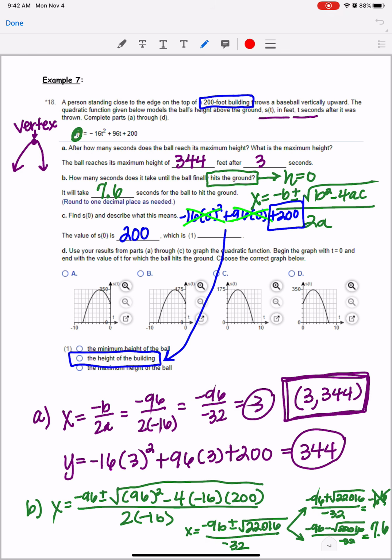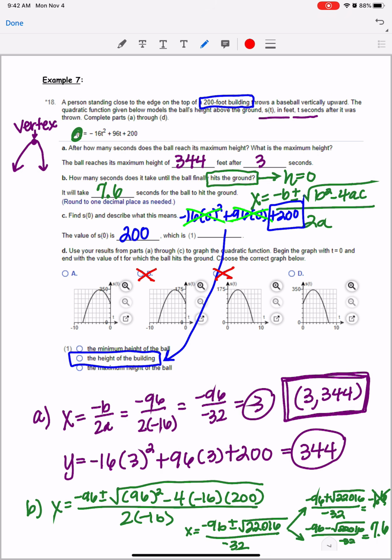So, 2 of these we can automatically throw out. I know that my ball reaches a maximum of 344. This one's a maximum of 175. This one's a maximum of 175. So I know it is not B or C because it does not reach that maximum. So now I've got a maximum of 350 and 350. And so that's going to cover that 344.